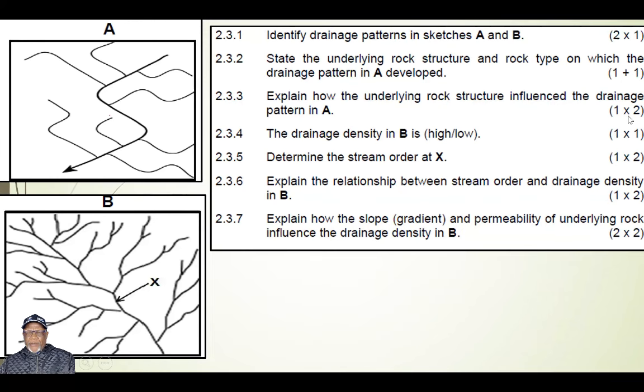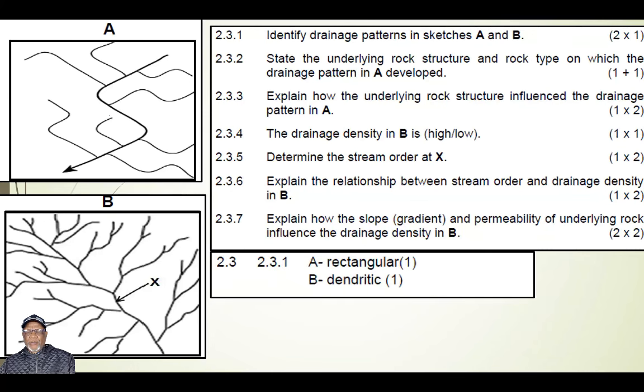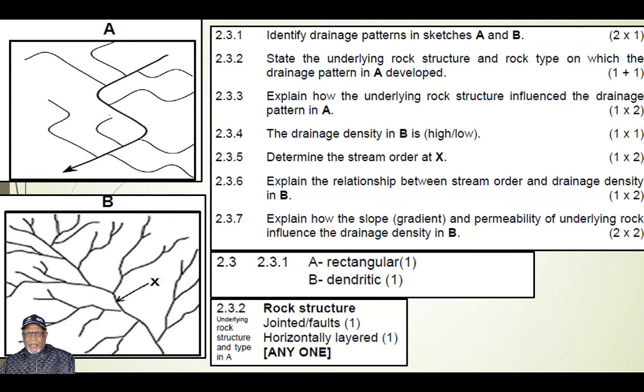Let's continue. Identify drainage pattern in sketch A and B. So sketch A, we said the drainage pattern there is rectangular pattern, and sketch B is dendritic. And then state the underlying rock structure and rock type in drainage pattern A. We said number one, the rock structure is jointed, faults, or horizontal layered.